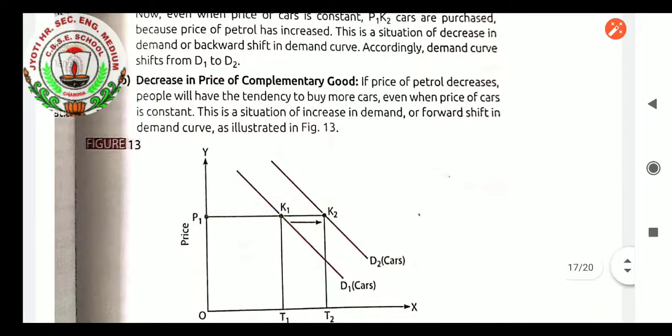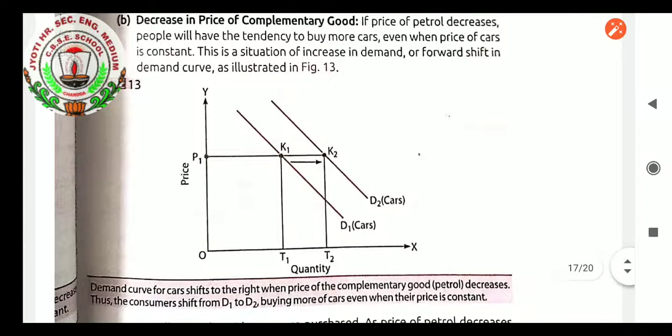Decrease in the price of complementary goods. Students, if the price of petrol decreases, people will tend to buy more cars. Even when the price of cars is constant, this is a situation of increase in demand, or forward shift in the demand curve, as illustrated in figure number 13. What can we see there? The price is constant and the quantity is shifting from K1 to K2. Have you seen this?